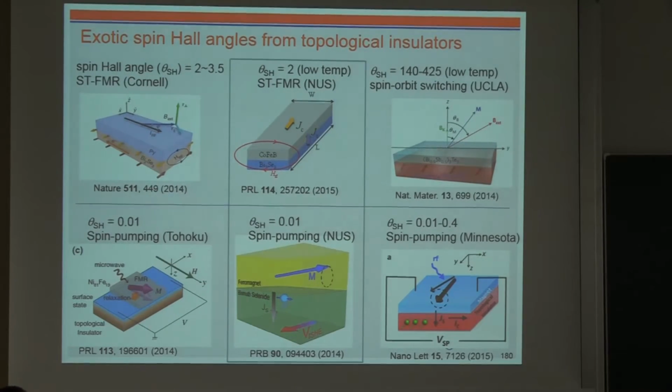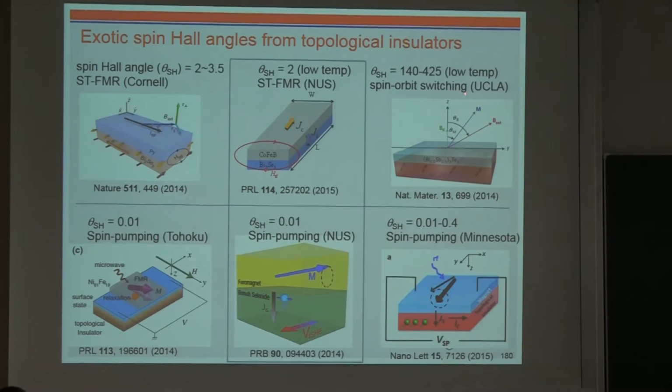So this basically summarizes all the reports of topological insulator spin Hall angle. This Cornell data, this is our data, and UCLA data. And if you look at spin pumping, this is our data. At a similar time, Tohoku also reported using spin pumping, their spin Hall angle is 0.01, exactly the same number. This is Minnesota, which recently came. My postdoc moved to Minnesota and is doing exactly the same thing we are doing, and they measured a spin Hall angle of 0.01. So for spin pumping, they agree, 0.01. But once you look at STFMR, it's like 2. But please note this is low temperature data and this is room temperature data.